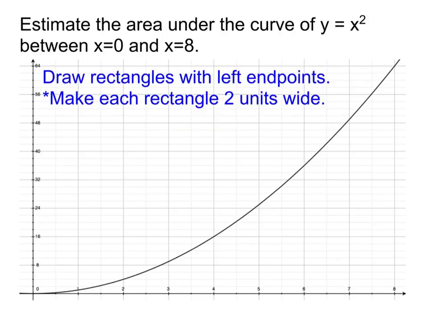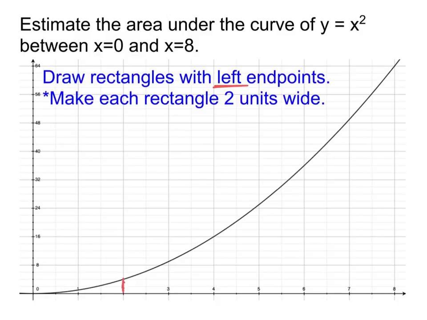One is we could draw rectangles with left endpoints. If I'm drawing them with left endpoints, what that means is I go to whatever point it is on the curve, and that's the left endpoint of my rectangle, so I then draw a rectangle from there. Now, in this particular problem, I want to make each rectangle 2 units wide. So that means I would start at 0 and I'd go over, although that one's just at 0, so it doesn't really form a rectangle, right? So we don't really have anything there. But we can go to the next one.